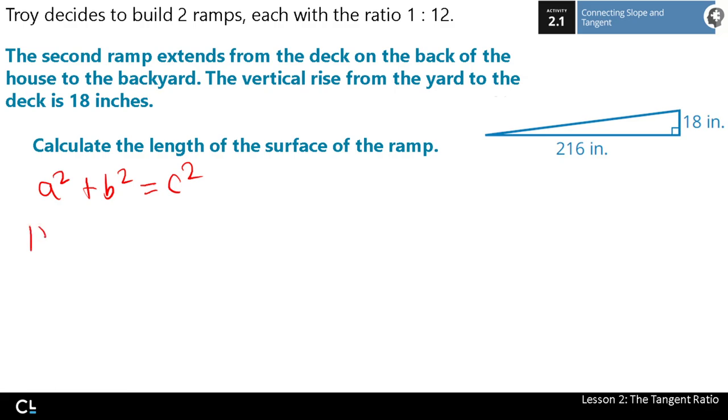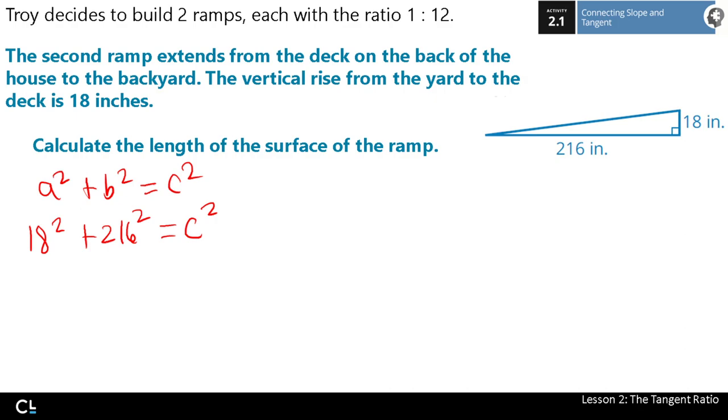You plug it in, we get 18 squared plus 216 squared equals c squared. Once again, why are we leaving c as a variable? Because we don't know our hypotenuse. That's what we're looking for. The length of the ramp is our hypotenuse. So we have to square 18, and we have to square 216.